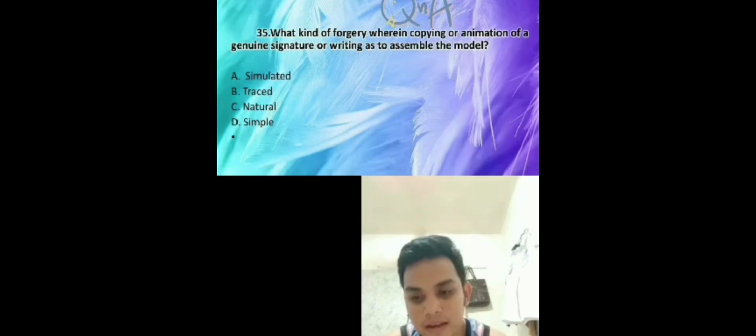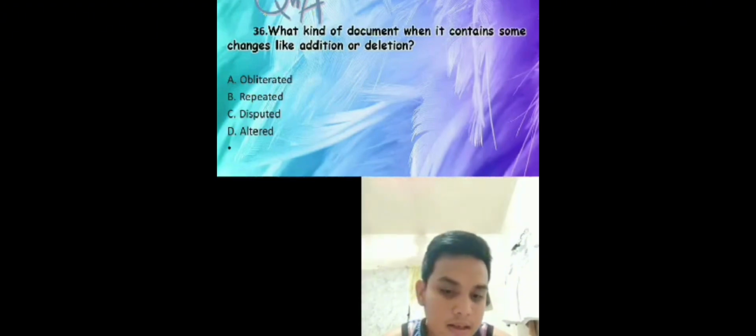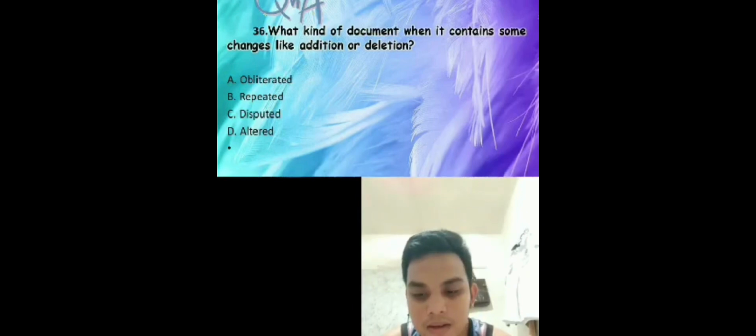Question 36. What kind of document contains some changes like addition or deletion? Letter A, obliterated. Letter B, repeated. Letter C, disputed. Letter D, altered. And the correct answer is altered, letter D. Ang altered dahil tumutukoy sa isang dokumento na nagbabago sa ilang paraan gaya ng sa pamamagitan ng pagdaragdag o pagtanggal ng impormasyon. The incorrect answer is letter A, B, and C.